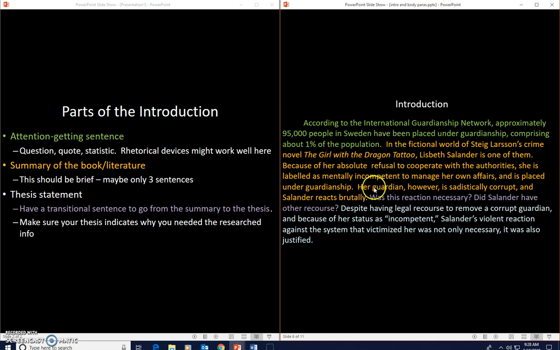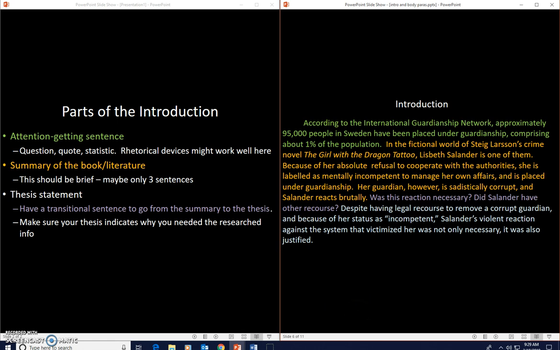My summary focuses on that. There's a lot that happens in that novel, but this is the part that I'm focused on. So that's the part that I chose to really use in my summary. And I decided to make my transition from the summary to my thesis statement by using questions, because then my thesis statement answers those questions.